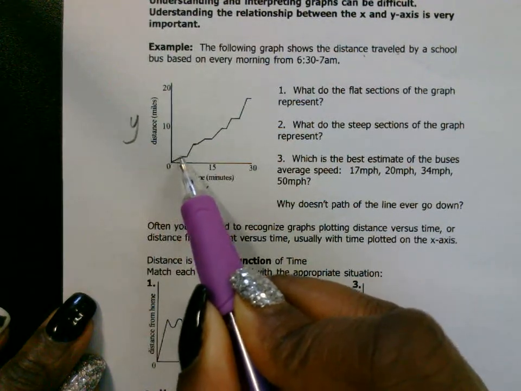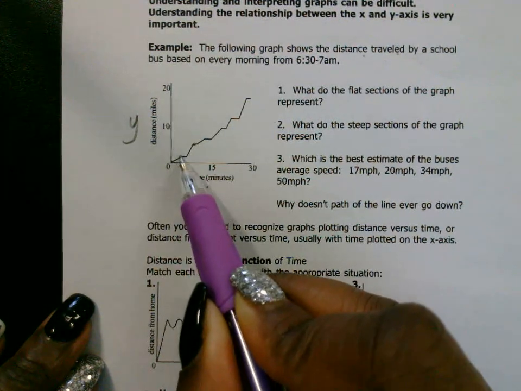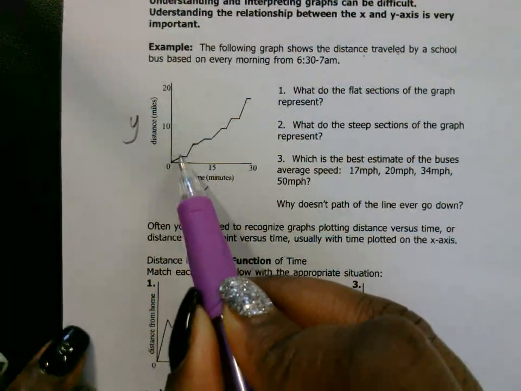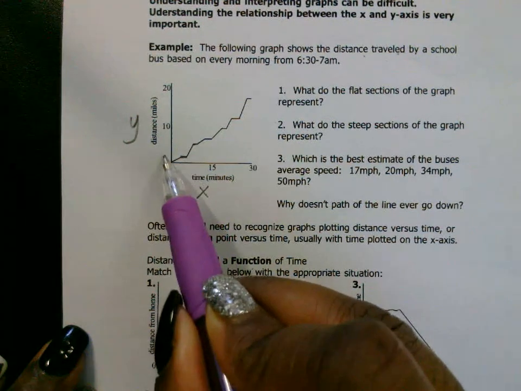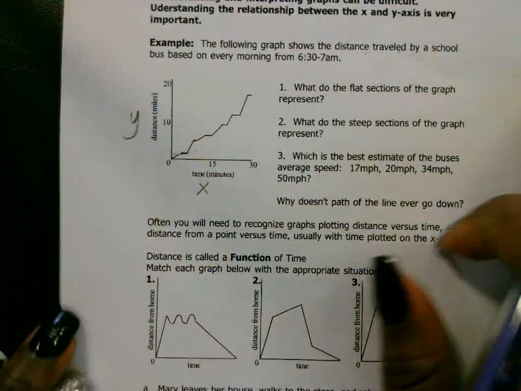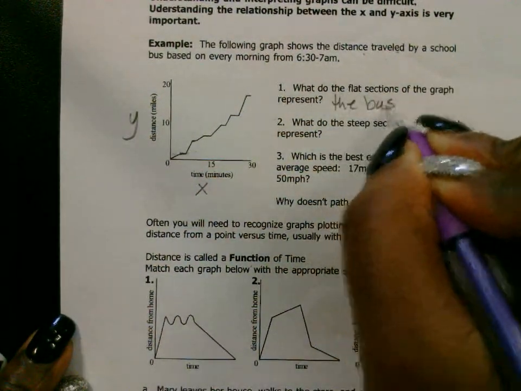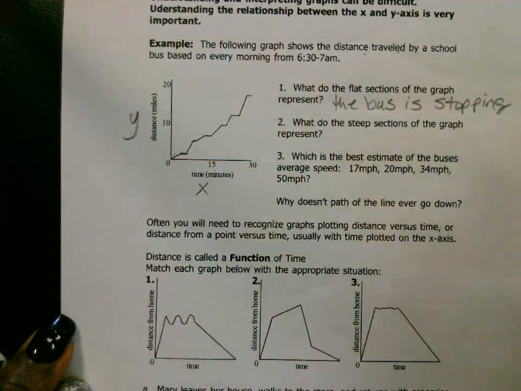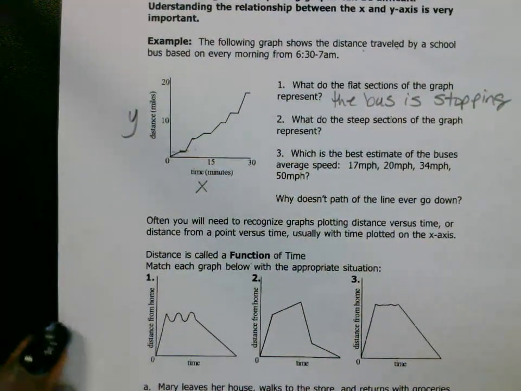Okay, it's increasing, right? That means the bus is traveling. It's not going very fast because it's not very steep, but the bus is traveling. You know, buses don't really go that fast. And what happens here with the bus? The bus stops. It's constantly at this distance. That means it's not going anywhere. So at these flat sections, the bus is stopping.